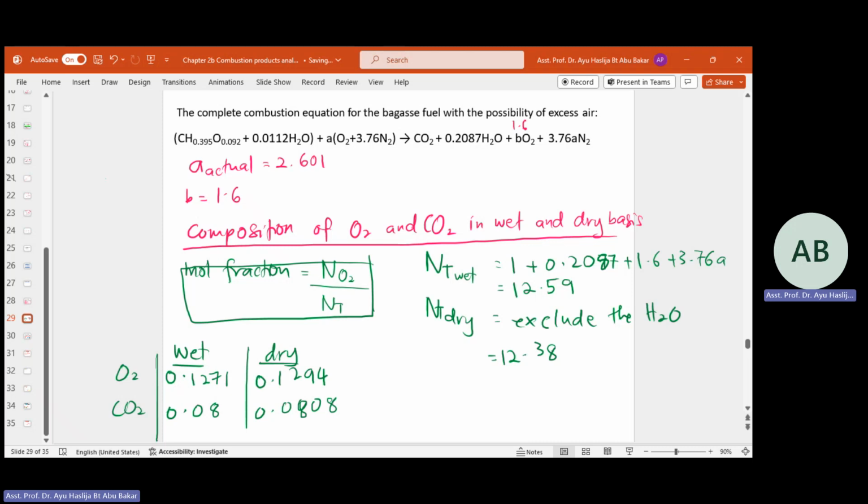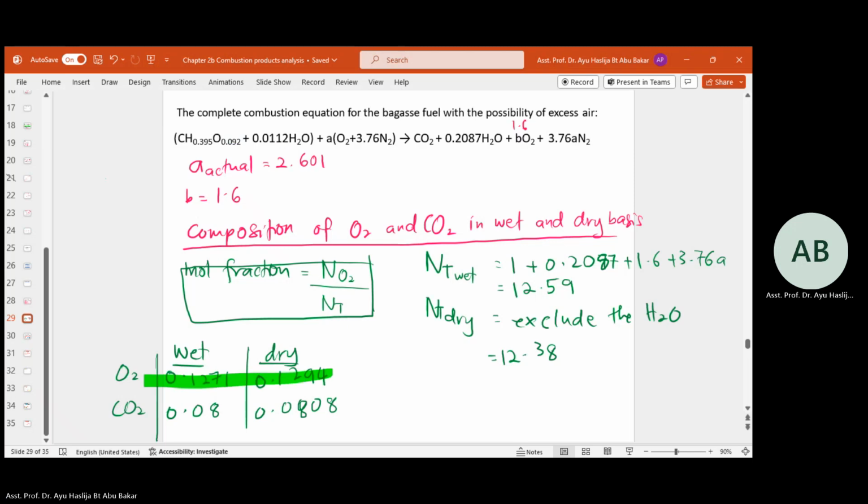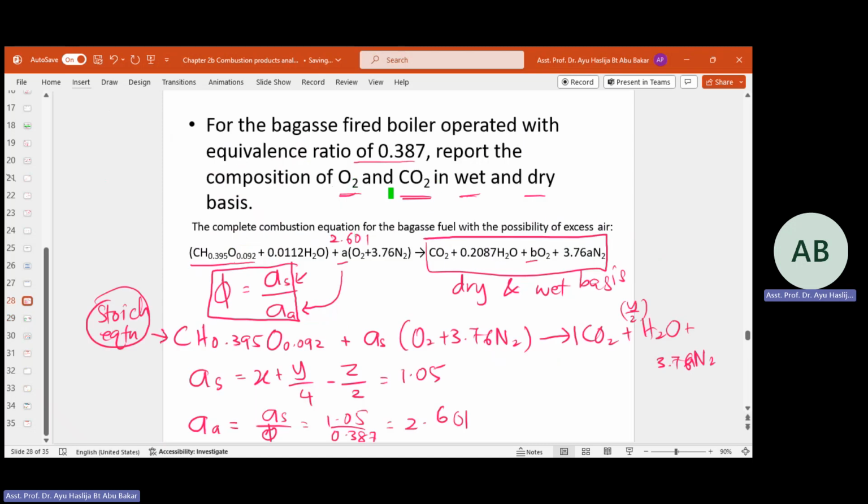Dalam application is in terms of 1.6. Okay, boleh. As long as dia 0.08 lah. Dia tak banyak beza, then should be okay. Dapat all the figures. Okay, so basically inilah jawapan dia. This is the answer for wet and dry. This is how you answer the question. Sebab dia just tanya report the composition in wet and dry.